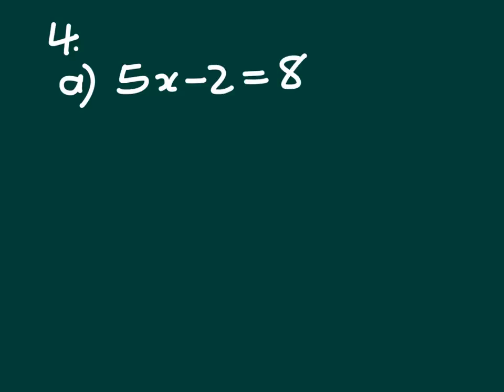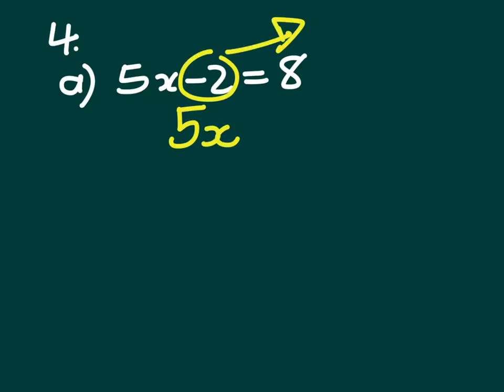Question 4, our equations. Now I won't do the ones that are there, I'll do ones that are similar. So let's say we've got 5x, take away 2 makes 8. I would keep the 5x on this side, I would move the 2 over and it becomes an add. 5 what's make 10? 5 2's.